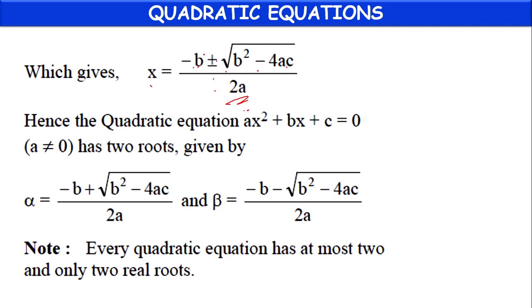So x, if you keep plus, its value will be alpha. If you keep minus, its value will be beta. Like this, a quadratic equation can have at most 2 and only 2 real roots. These two are real numbers. Whatever values we get, they are real numbers.